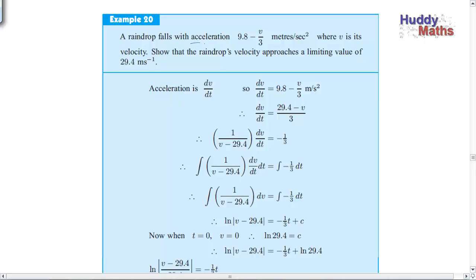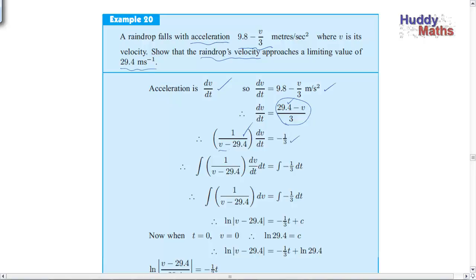A raindrop has an acceleration of this many meters per second squared, where v is its velocity. Show that the raindrop's velocity approaches a limiting value of 29.4. Now the acceleration is the rate of change of v with respect to time, so dv by dt is this. Getting v here as a single expression so we can separate it over on the other side. So this is a common denominator. 9.8 times 3 is 29.4, take v over 3, getting it all over a common denominator. Then dividing both sides by that, leave the 1/3 over here.